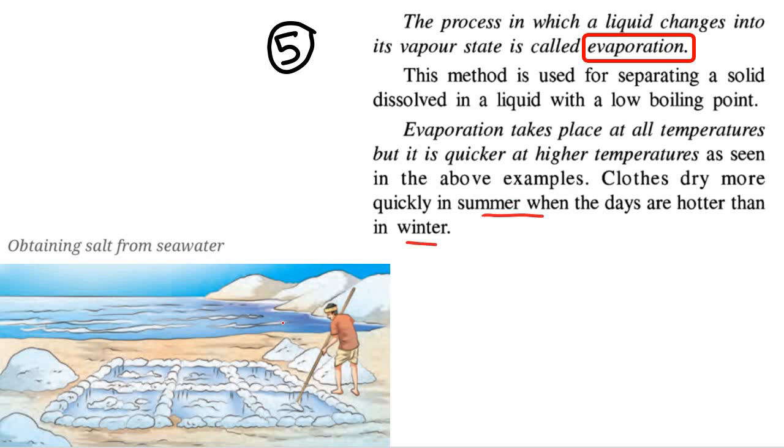Now here you can see a person who is trying to obtain salt from seawater using this cage-like structure. He is putting salt water over here. As a result of evaporation by sunlight, the water goes away in air and the salt you can find over here, and then the person collects the salt over here. So this is how we obtain salt from seawater. This is separation technique number 5, evaporation.